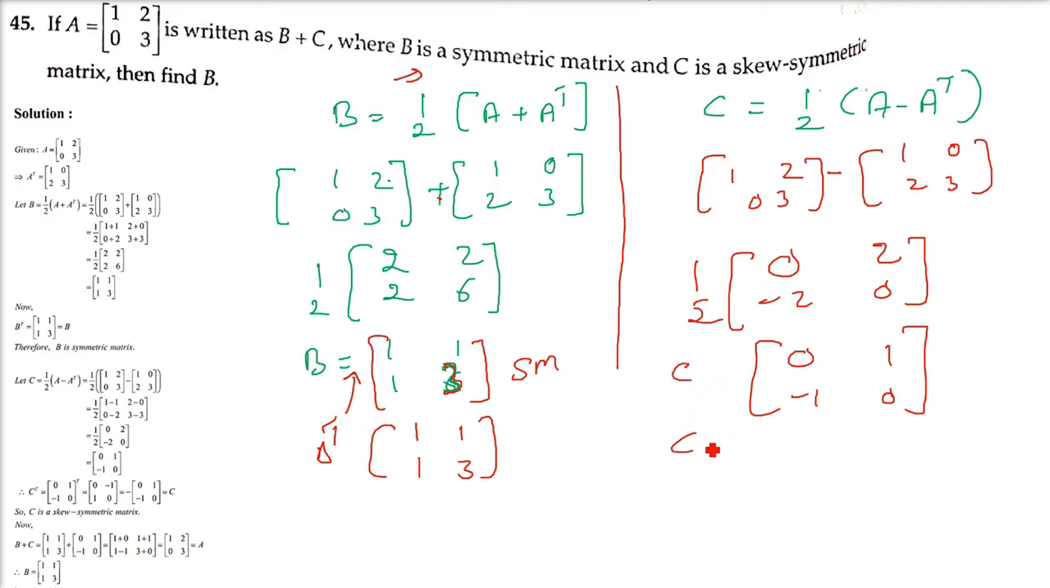So 3 transpose we are taking. 0, 1 will be the column and minus 1, 0 will be the column. Now take the negative outside. It will be 0, 1, negative 1, 0. And this is nothing but C. So C transpose is negative of C.